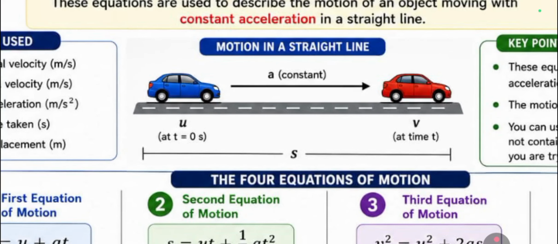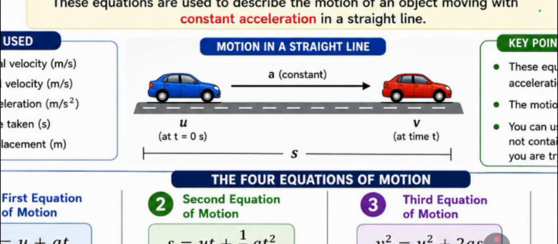Okay. Now we have to discuss the equations of motion. Here we have to see a car moving on the road in a straight line. The initial velocity u is 0, and the time taken, at the starting stage of the car, is t equal to 0 seconds, and after some time it moves with some acceleration a, and its velocity also changes, that is the final velocity v at time t.